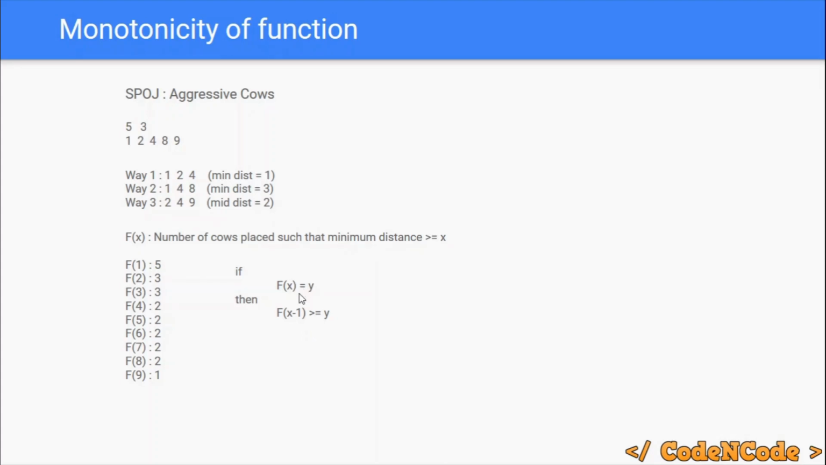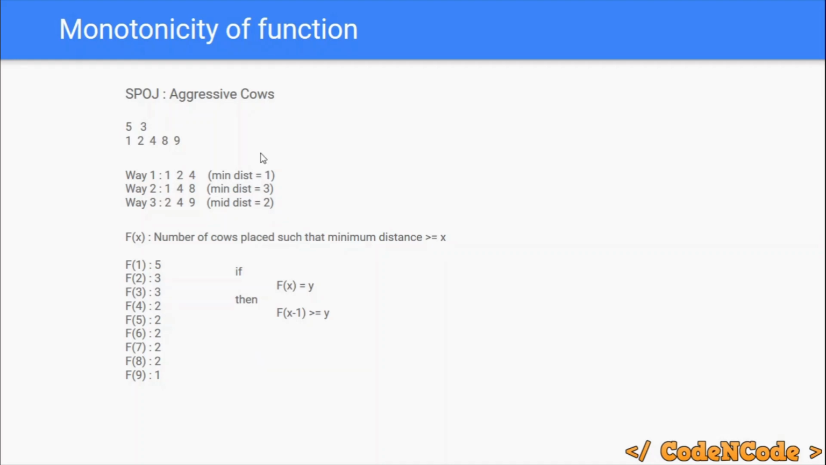Well, whatever configuration you have for f of x, the same configuration you can show for f of x minus 1. Because f of x means the cows are placed such that the distance is greater than or equal to x, it will be valid for f of x minus 1 as well. This way we can see that f of x is actually a monotonic function, which is a non-increasing function, and hence we'll be able to apply binary search here.